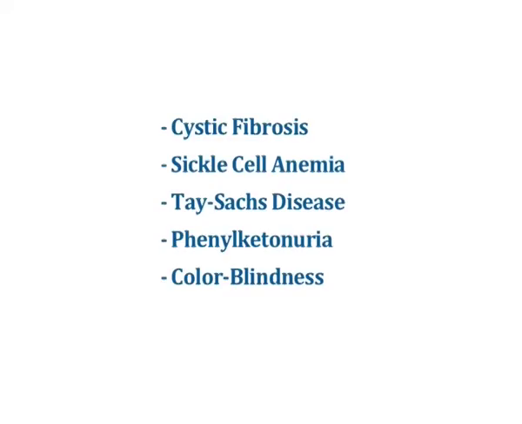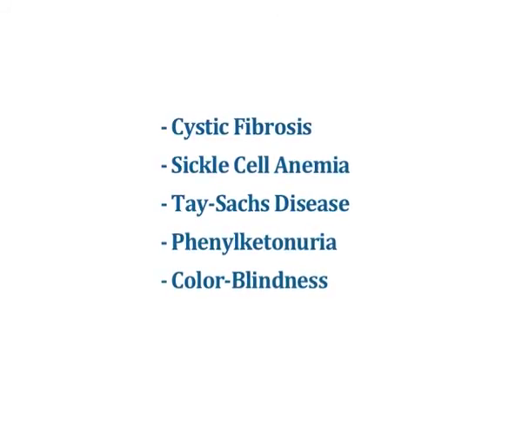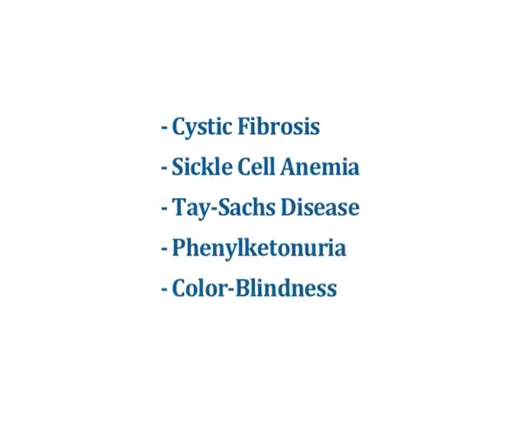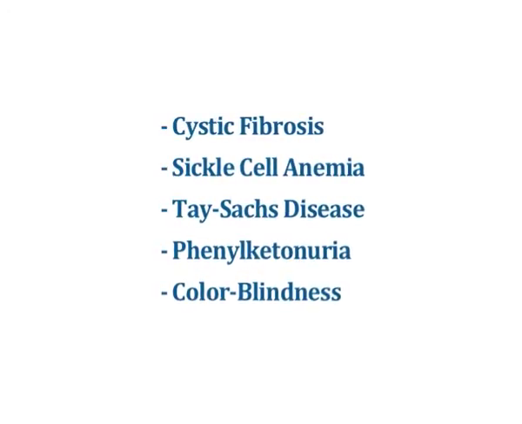In conclusion, mutation is a process that is essential as well as deleterious. Some of the examples of diseases arising from point mutations are cystic fibrosis, sickle cell anemia, Tay-Sachs disease, phenylketonuria, and color blindness, among many others. Mutation is the source of variation in a population, leading to evolution, but can also have a negative effect if the mutation disturbs the normal functionality of the gene.